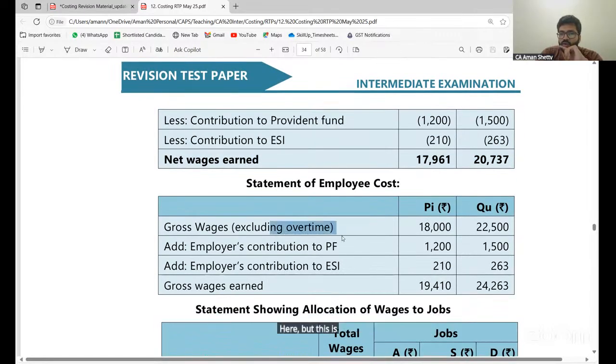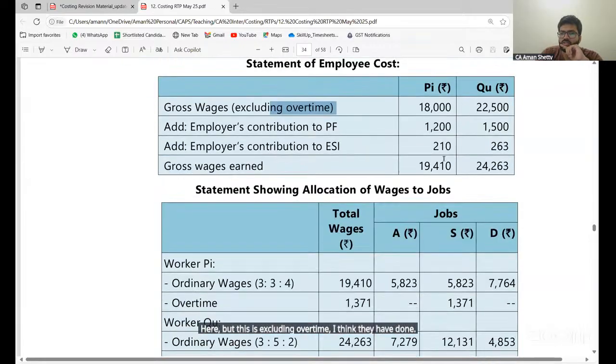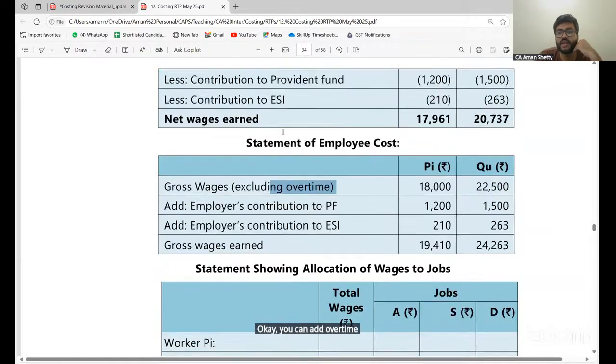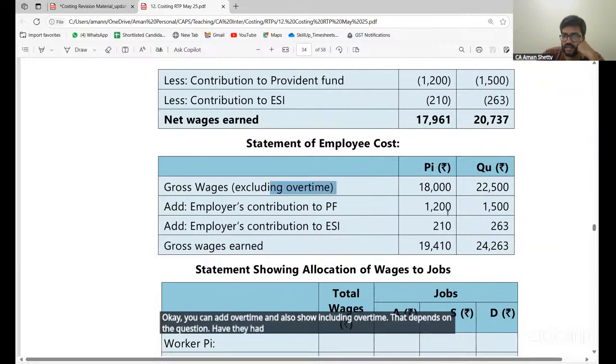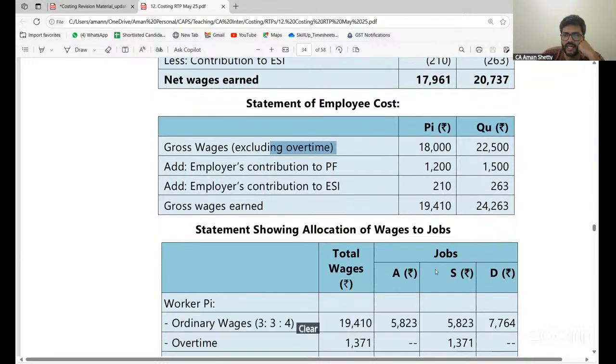But this is excluding overtime, I think they have done. You can add overtime and also show it including overtime. That depends on the question. Have they added including or excluding overtime? Clear, all of you?